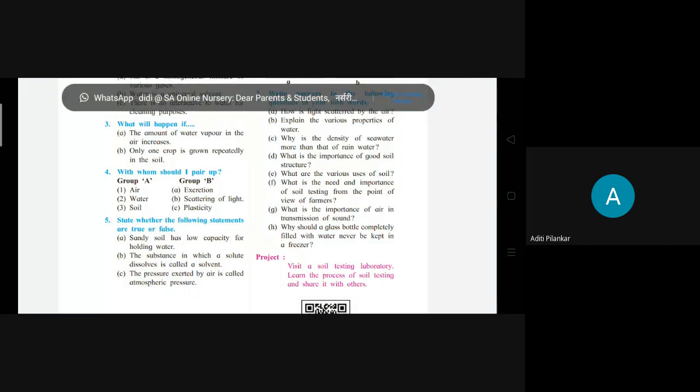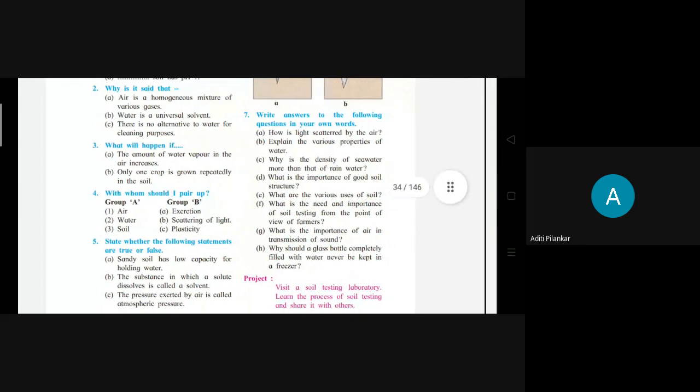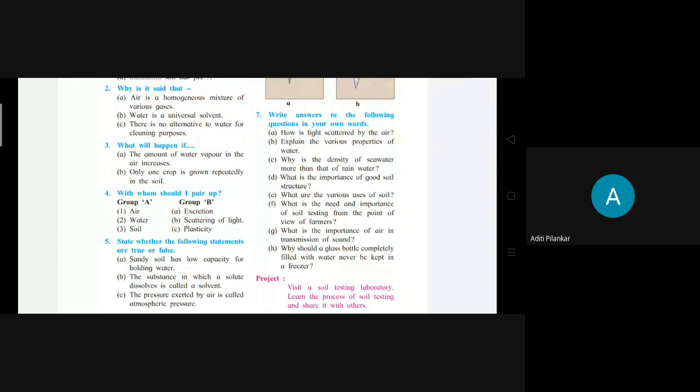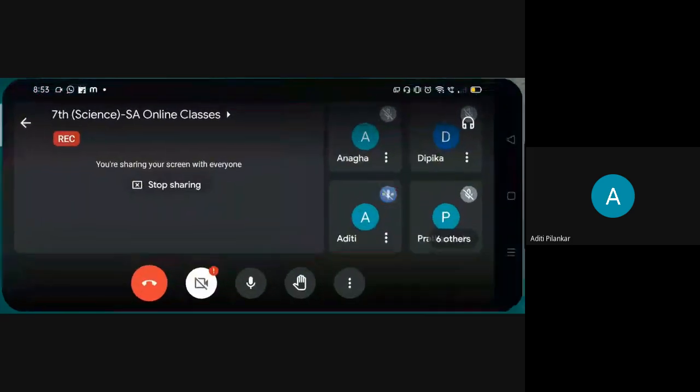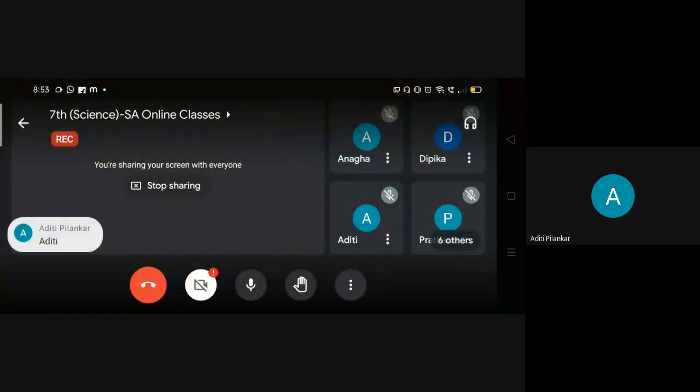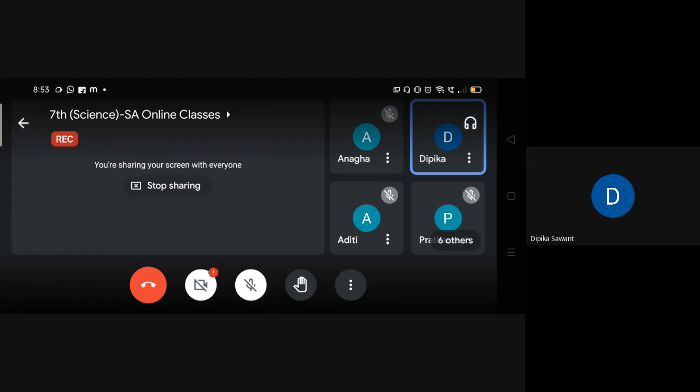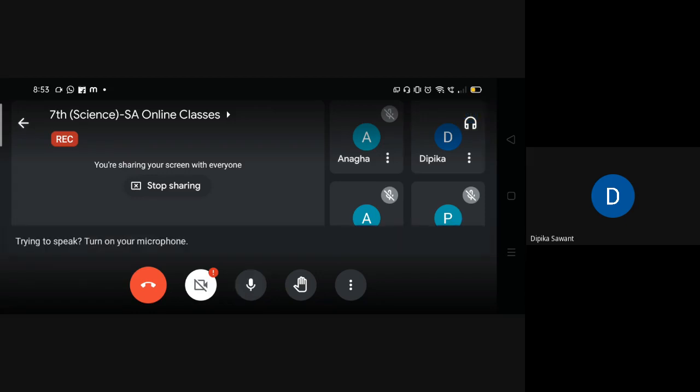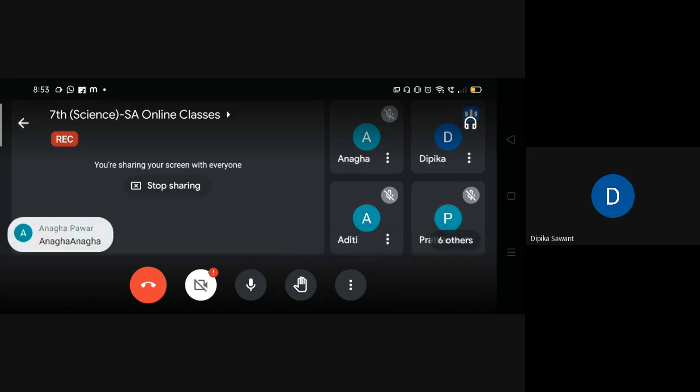Next. Explain the various properties of water. Water occurs in liquid state under ordinary conditions. Water is a fluid substance. Water does not have its own shape, but has a volume. It can pass through small holes or seep through very small gaps or cracks.